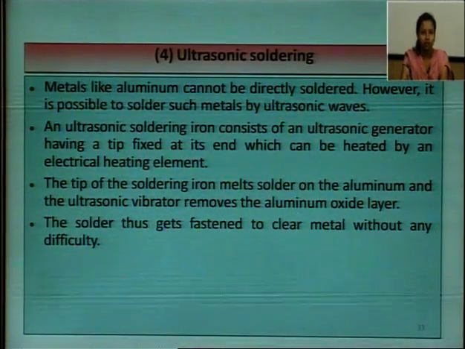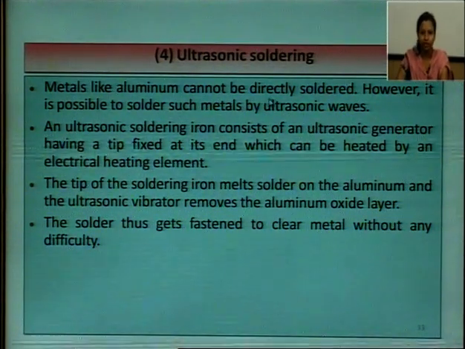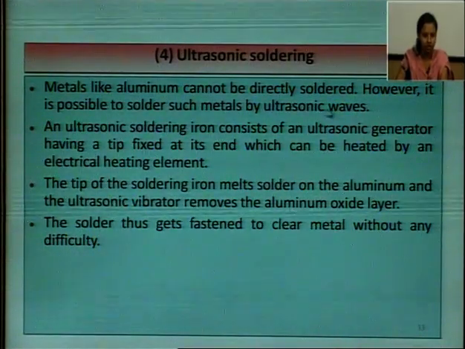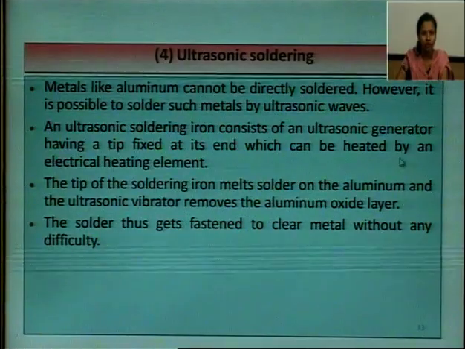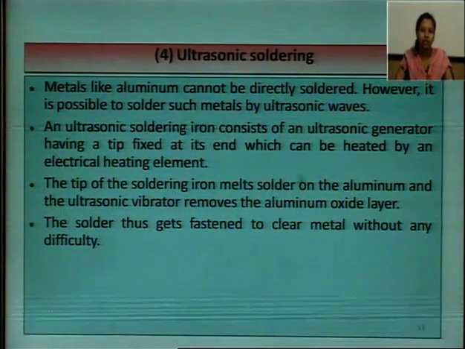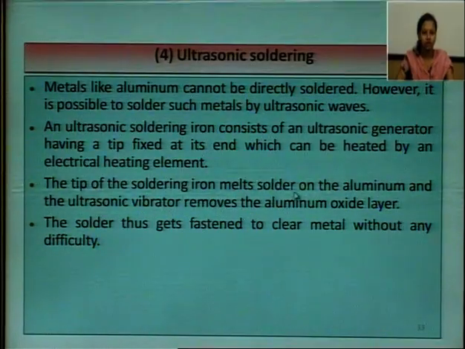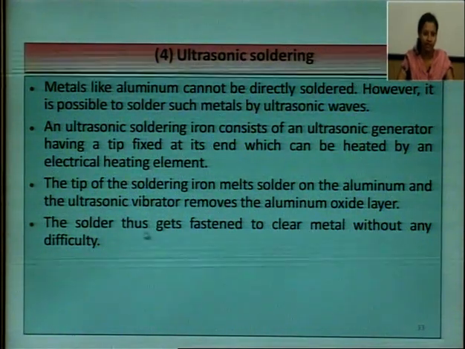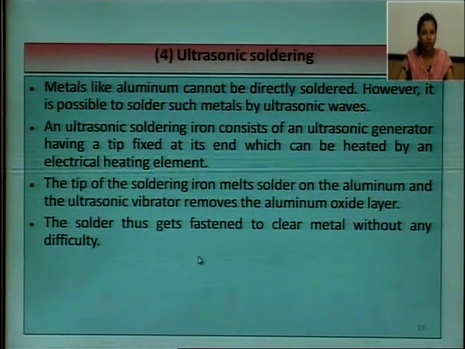The next example is ultrasonic soldering. Metals like aluminium cannot be directly soldered. However, it is possible to solder such metals by ultrasonic waves. An ultrasonic soldering iron consists of an ultrasonic generator having a tip fixed at its end, which can be heated by an electrical heating element. The tip of the soldering iron melts solder on the aluminium, and the ultrasonic vibrator removes the aluminium oxide layer. The solder thus gets fastened to clean metal without any difficulty.